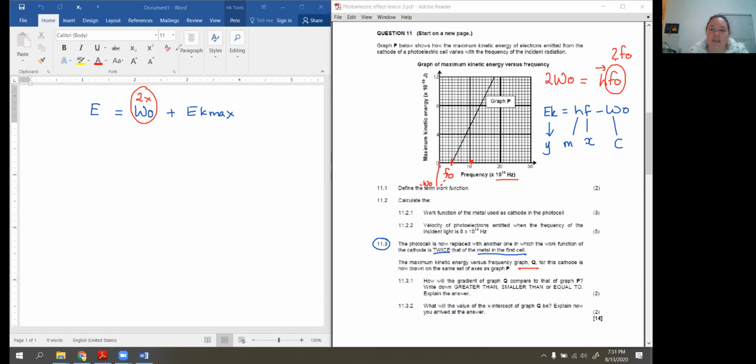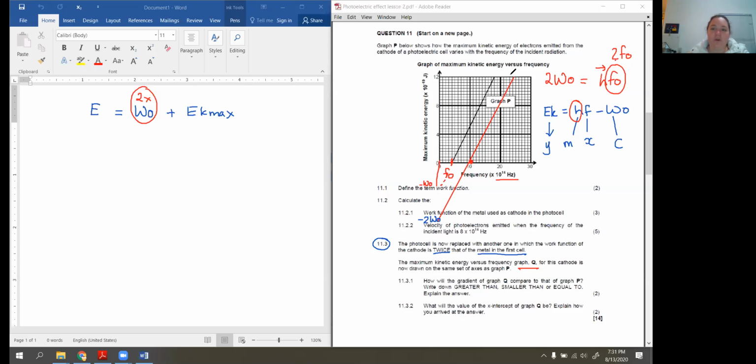So what's going to effectively happen to our gradient is absolutely nothing. Planck's constant is fixed. So to produce this graph, it's going to have exactly the same gradient, but it's going to have a y value that goes further back. If we were to extend it all the way down, it would end up having a y-intercept that was twice as low. So this y-intercept would then become negative 2 W0.